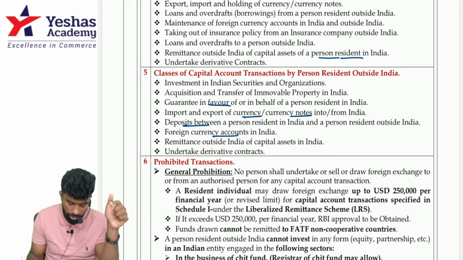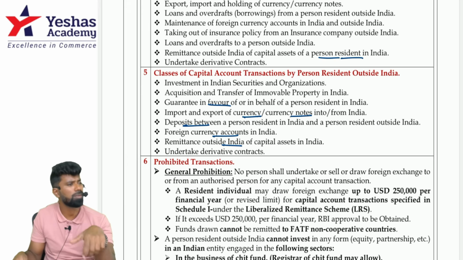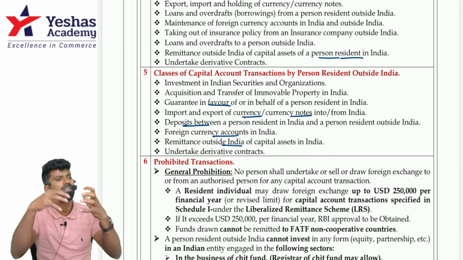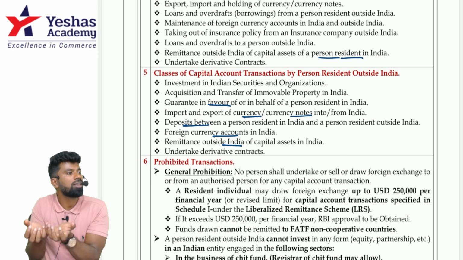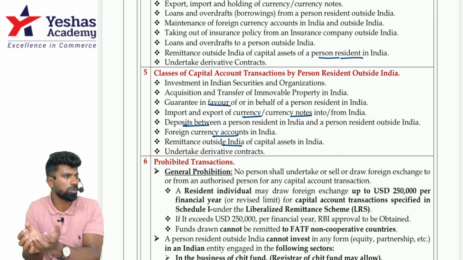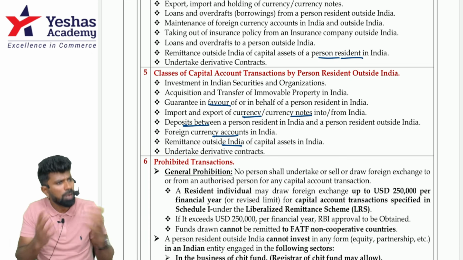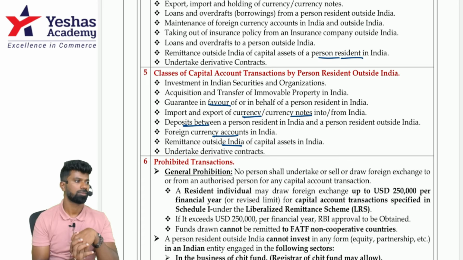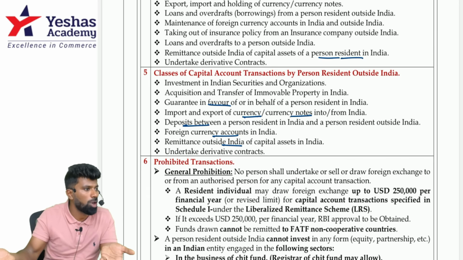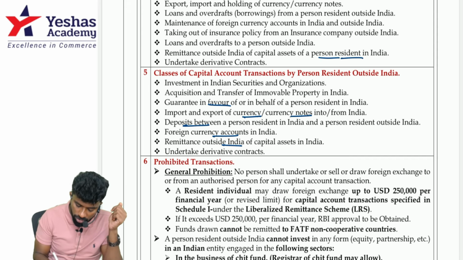In India. Remittance outside India of what? Capital assets in India. Meaning, you have earned some money by doing employment in India. That amount is there in the bank account, and you want to send it outside India. It is called what transaction? Capital account transaction, because you are sending your asset outside India, same as selling a property. Yes or no?